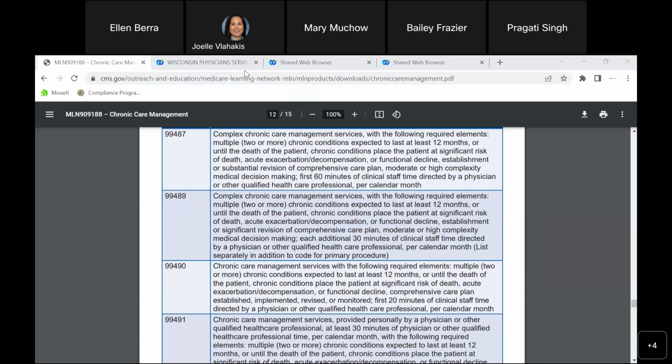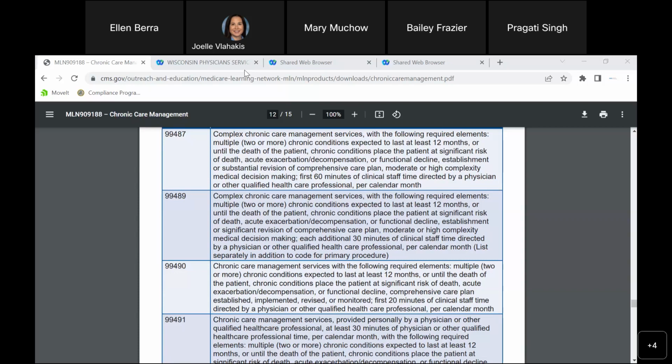But in the care plan, you're going to document this is the moderate or high complexity decision making that was made. It was made by nurse practitioner Betty, by Dr. Smith, whatever the case might be. And then you'll show any adjustments or any changes, if you have made any, to that care plan and to the services that you're providing to that patient.